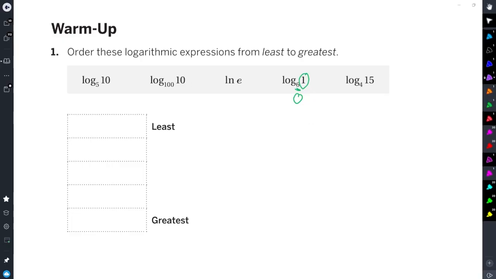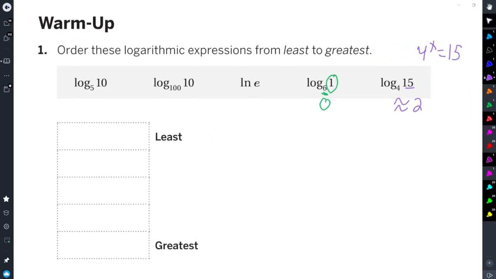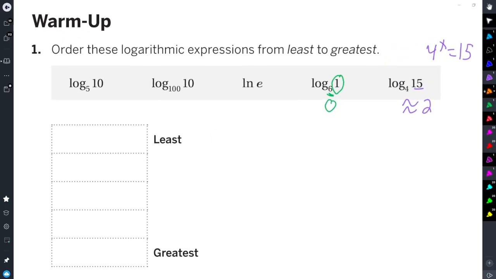Then log base 4 of 15: 4 raised to what power equals 15? Well, we know that 4 to the second power is 16, and 15 is smaller than this, so this has got to be really close to 2, but smaller than 2. Now we have the natural log of e, and remember, natural log of e is log base e of e. It's going to be just whatever exponent is up here, which is an invisible 1. So this is 1.